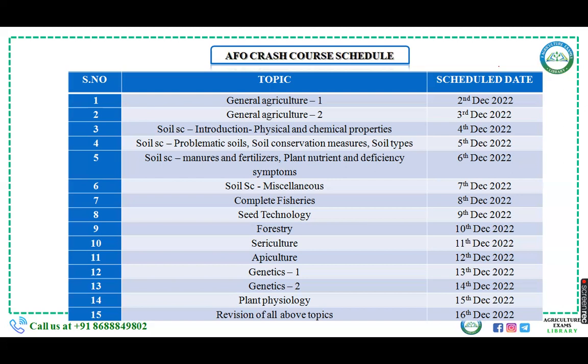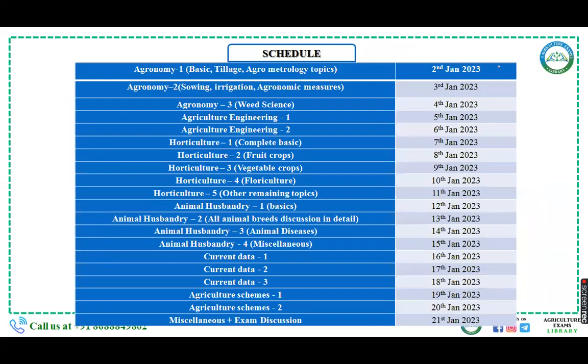Again, we'll resume on 2nd January and start with agronomy, that will be basic tillage and agrometeorology. 3rd January, agronomy 2, that is sowing, irrigation and agronomic measures. On 4th January we'll discuss agronomy part 3, that is weed science. Again on the 5th and 6th we'll have agricultural engineering. On 7th January we'll have horticulture basics. Again on the next 3 days we'll discuss fruit crops, vegetable crops, floriculture, and the last day we'll discuss the remaining topics of horticulture.